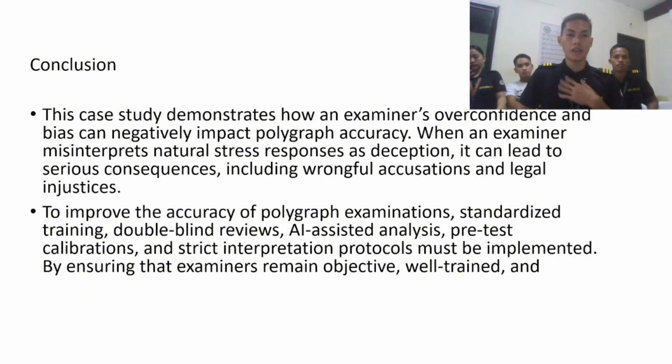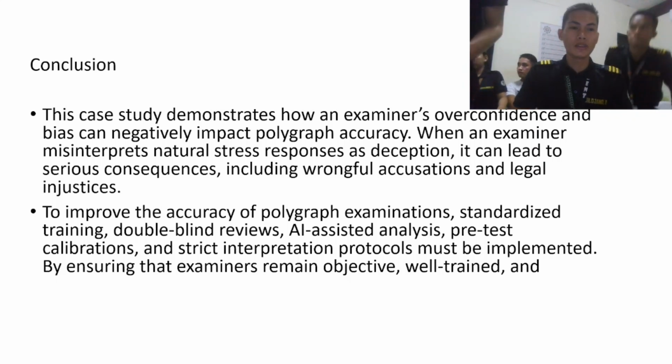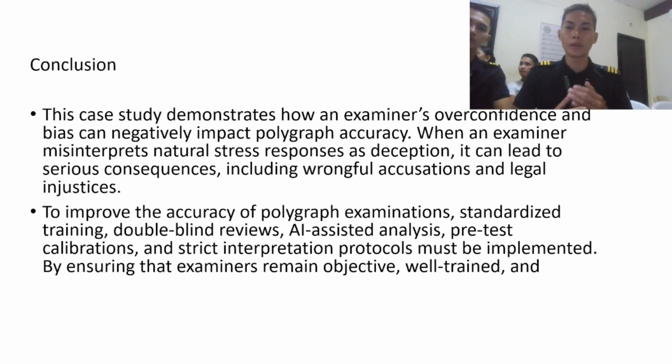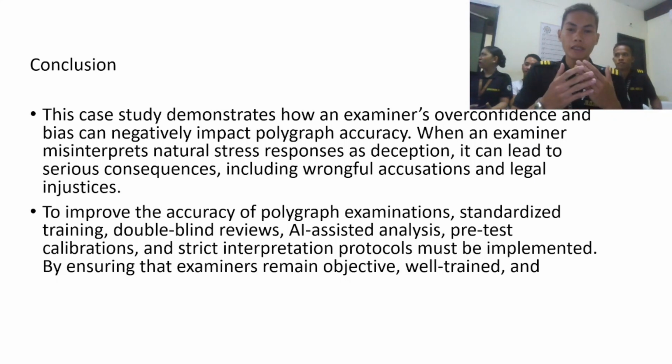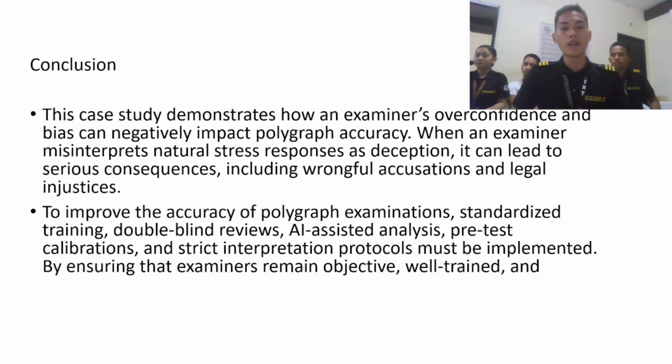My name is Richmond Glohano, and in conclusion, this case study demonstrates how an examiner's overconfidence and bias can negatively impact polygraph accuracy. When an examiner misinterprets natural stress responses as deception, it can lead to serious consequences, including wrongful accusations and legal injustice. So to improve the accuracy of polygraph examinations, standardized training, double-blind reviews, AI-assisted analysis, pretest calibration, and strict interpretation protocols must be implemented, ensuring that examiners remain objective and well-trained.